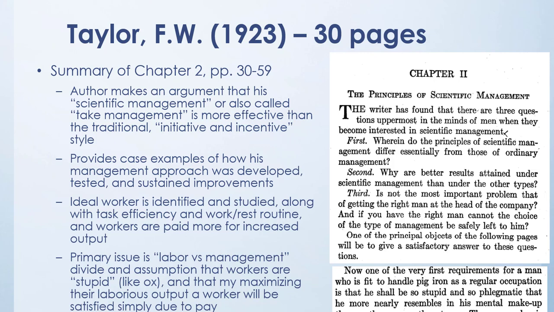But then he says that your workers need to be stupid. He said they pretty much are, but they're not smart. Therefore, management's smart, workers need management, and then management makes the decision. And I put a little quote down here that the worker should be so stupid and phlegmatic that he more readily resembles an ox. And that is bad.